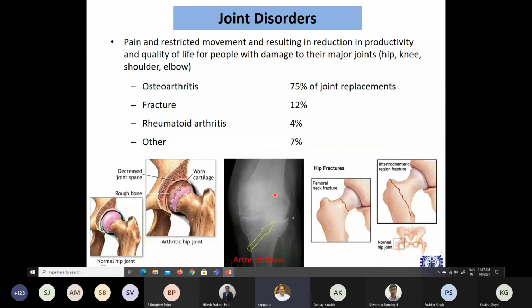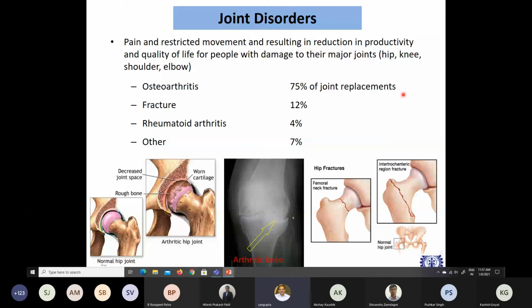And how can we rectify this? How can we offer new life and movement to the affected patients? It is in the form of joint replacements, which are very common nowadays. So 75% of the patients affected by osteoarthritis undergo joint replacements.